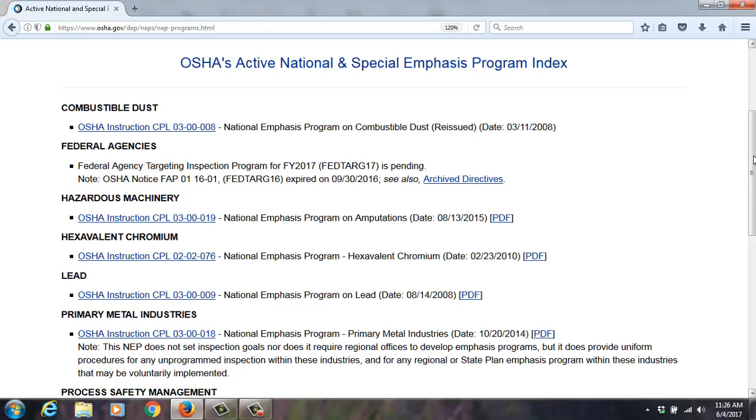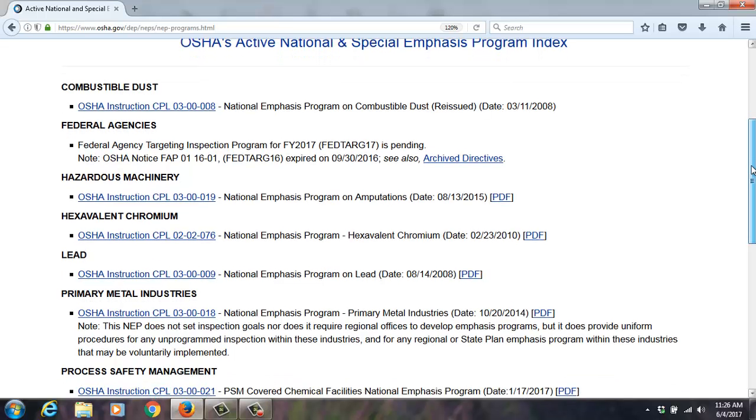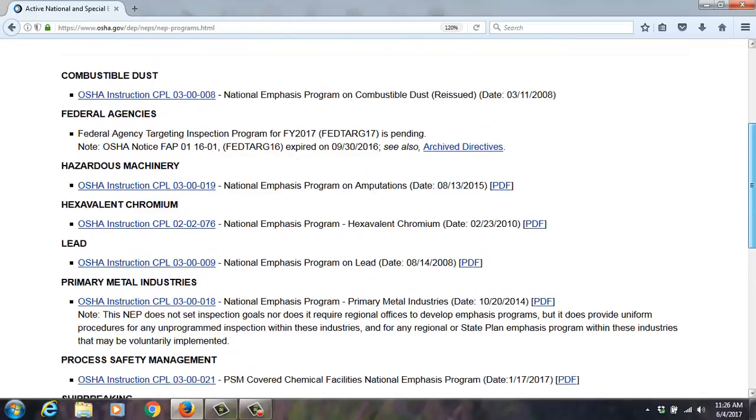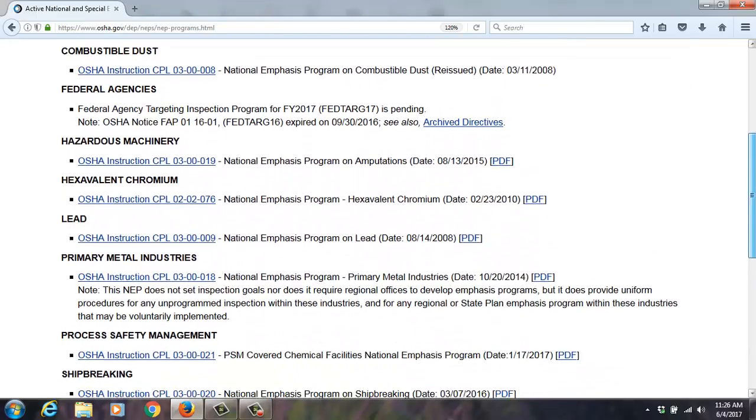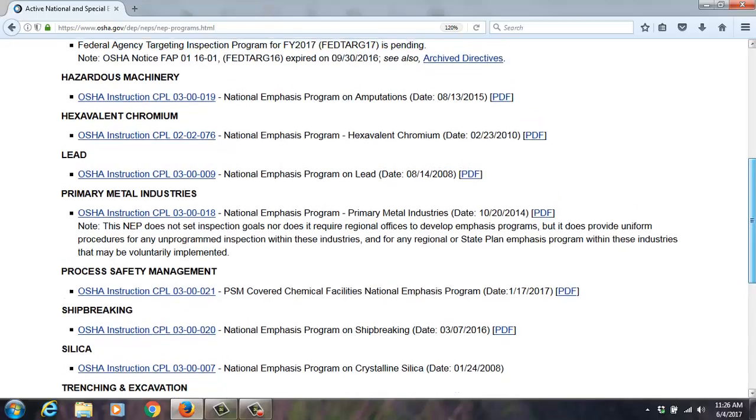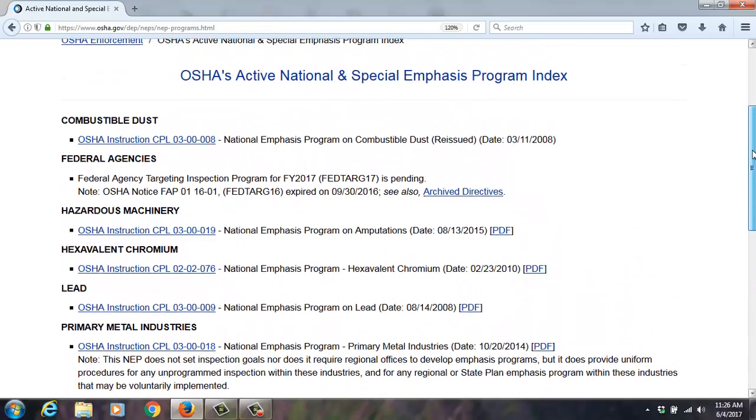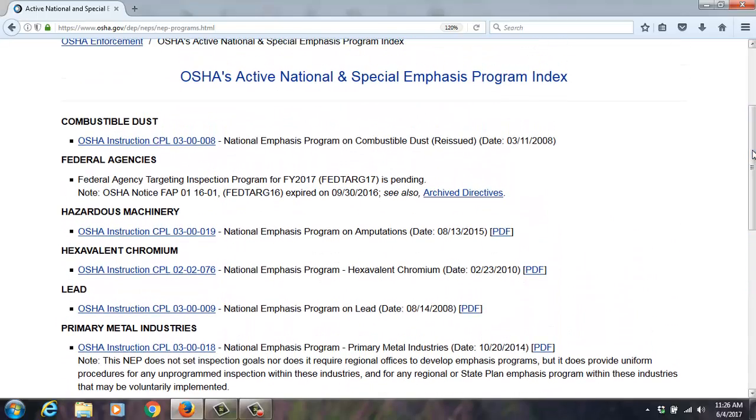Planned programs tend to focus on industries or North American Industrial Classification System companies that have these things. So there's going to be more of an emphasis, more wall-to-wall inspections of companies that have one or several of these national emphasis program items.